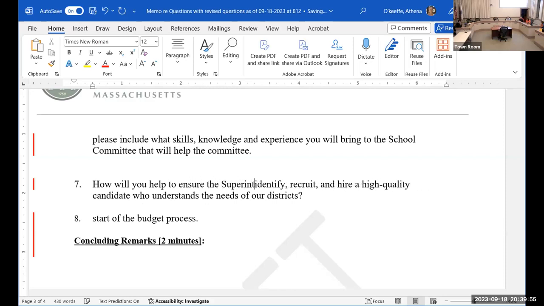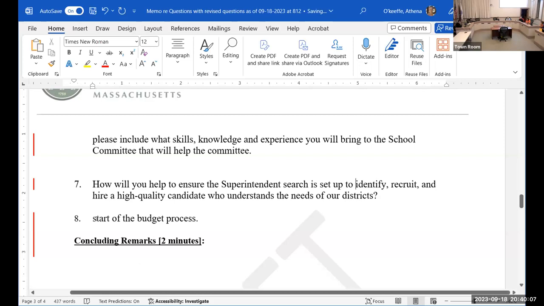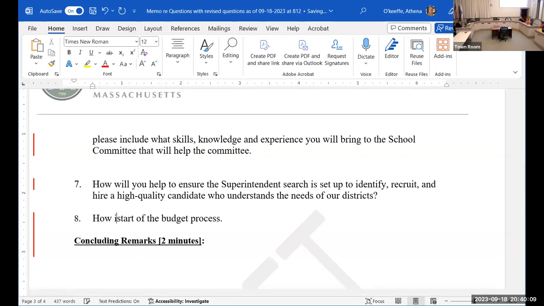You can just go back to the existing thing. So in other words, superintendent search is set up to. And then number 8 would just be, how would you approach the upcoming budget cycle? Right. Okay. The upcoming budget cycle.